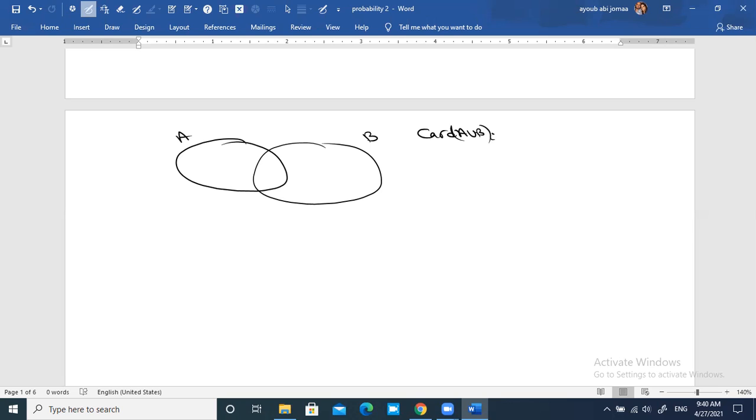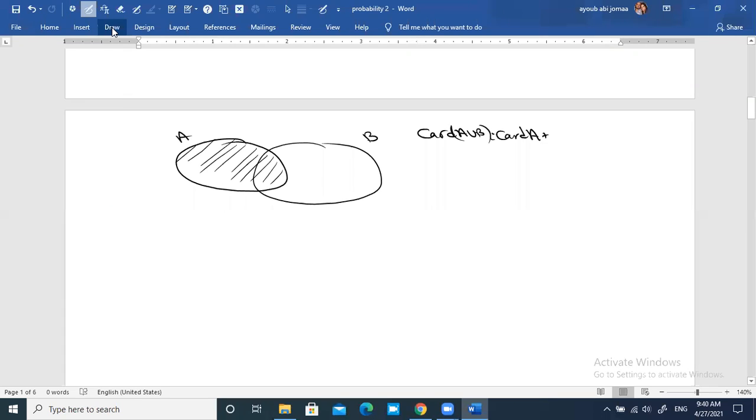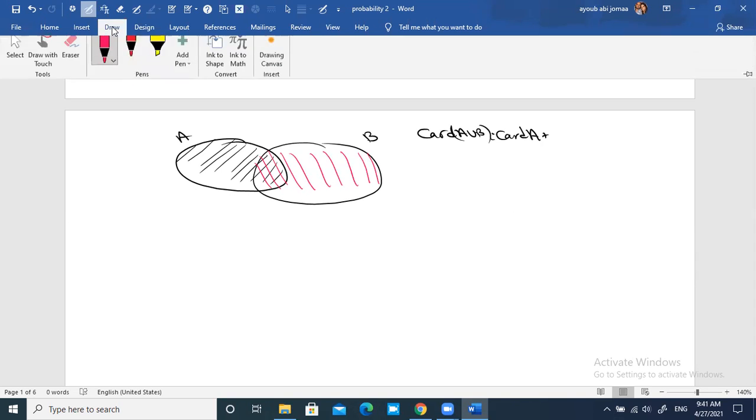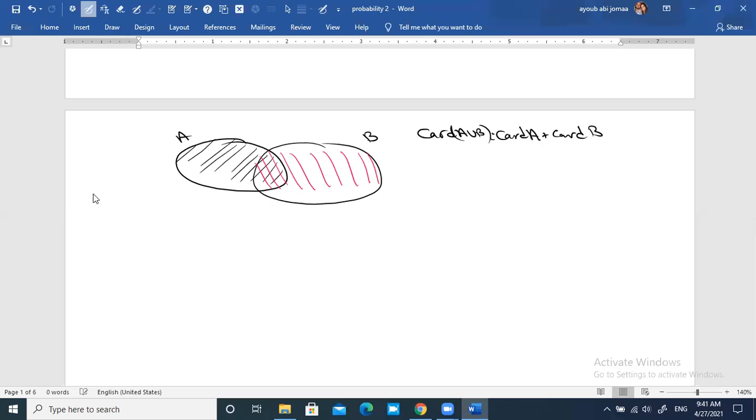Right. To remind you, it is the number of elements in A, so cardinal of A, plus the number of elements in B, so plus cardinal of B. If you write it this way, then this part is counted 2 times. This is the intersection, so we are counting it twice.